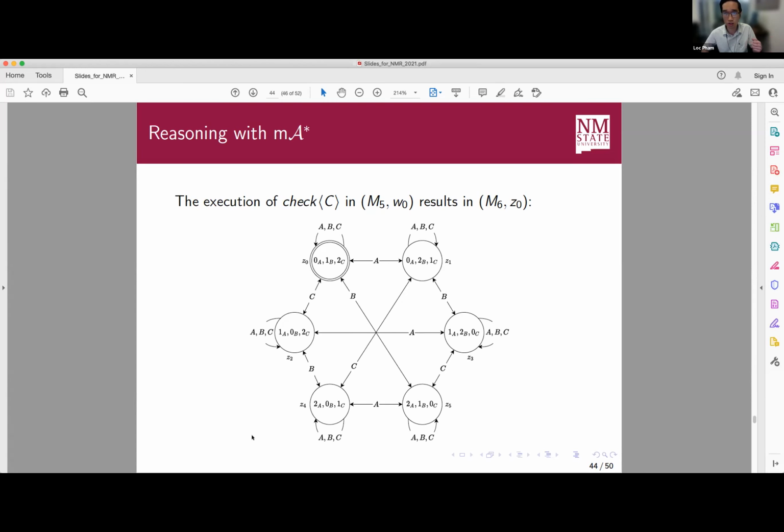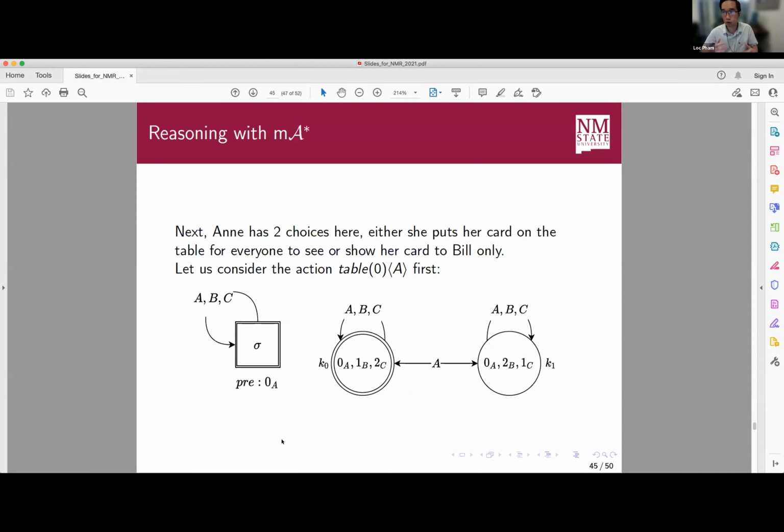We note that using MI star, we have the same result as already presented before. So how about the two actions?